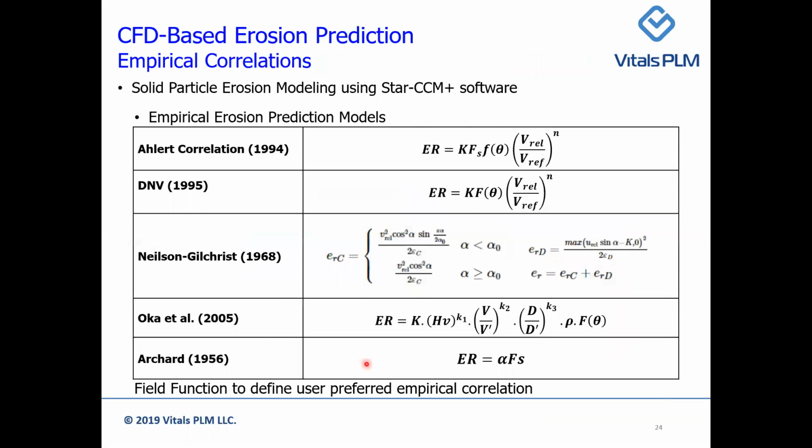Due to industrial importance, there have been many studies regarding solid particle erosion, which are available in the literature. These are basically available empirical erosion models in STAR-CCM+ CFD package. The ALERT, DNV, Nelson, and OCA correlations describe impact wear from direct impact of particles on the eroded surface, and Achard correlation describes erosion due to scouring where particles impact tangentially or with very low angles.